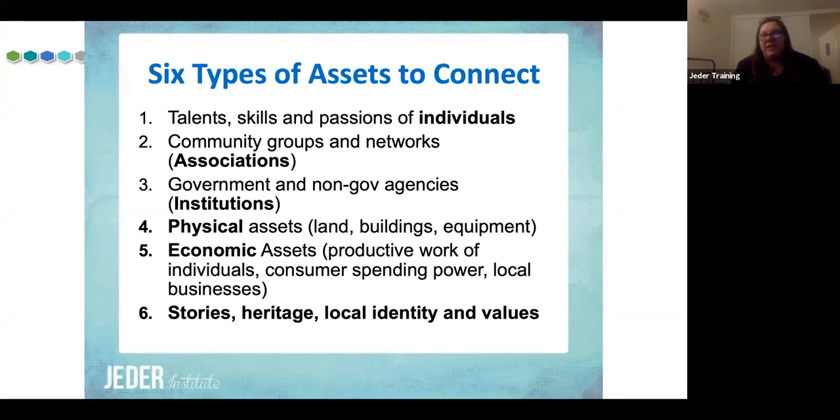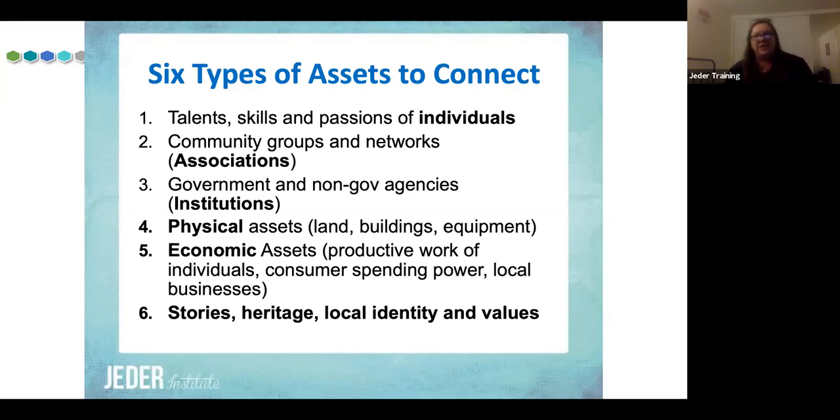So we've got number 1, the talent, skills and passions of individuals, like we just talked about with individual mapping. Then we've got community groups and networks, and that can be formal or informal. Then our government and non-government agencies, which are institutions in America. And for your sake, Wendy, institutions here for us would mean that you might have lost your marbles a little bit and the men in white coats are coming to take you to the institution. So it kind of doesn't work for us as well here. So the government and non-government agencies is what we use.